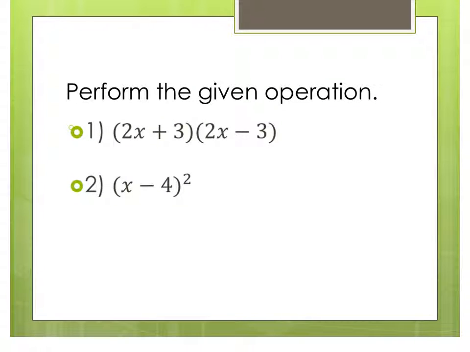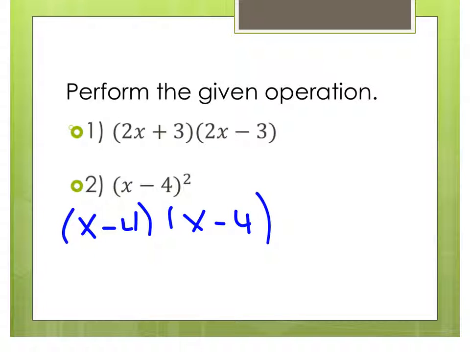All right, on this page, I'm just going to do number 2. And the reason that I'm choosing to do number 2 is because sometimes when you see a binomial raised to the second power, you're not sure what to do from here. So I'm just doing this one to remind you, if you see a binomial raised to the second power, what they want you to do is rewrite it as x minus 4 times x minus 4. And from this point, you're going to FOIL. You're going to go first, outside, inside, last.